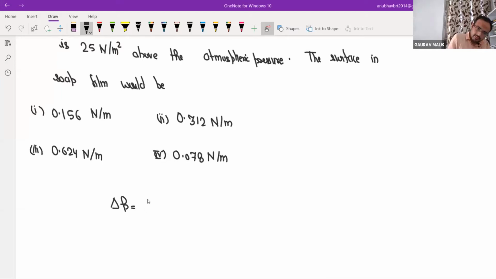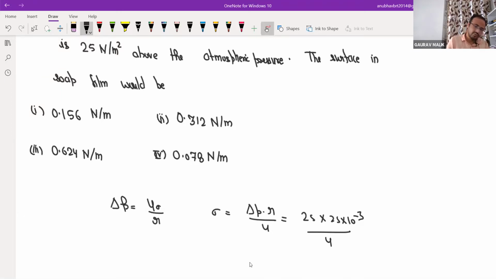Delta P is equal to 4 sigma by R. Sigma is equal to delta P into R by 4. 25 into 25 into 10 to the power minus 3 divided by 4, which is 0.15625 Newton per meter.